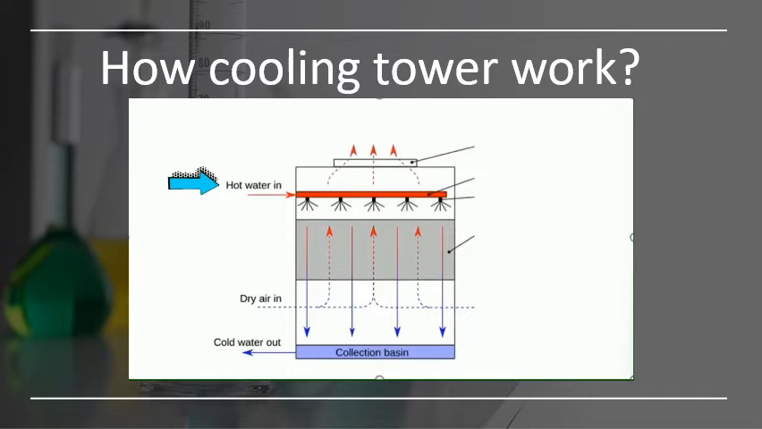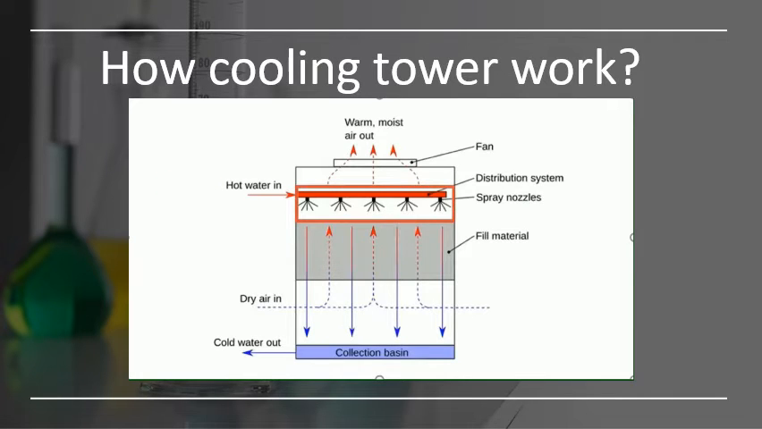Now we will see how cooling towers work. The process starts with warm water from an industrial operation being pushed up to the top of the cooling tower, where the water distribution system is located. The water is subsequently transferred to the wet deck by the cooling tower nozzle.